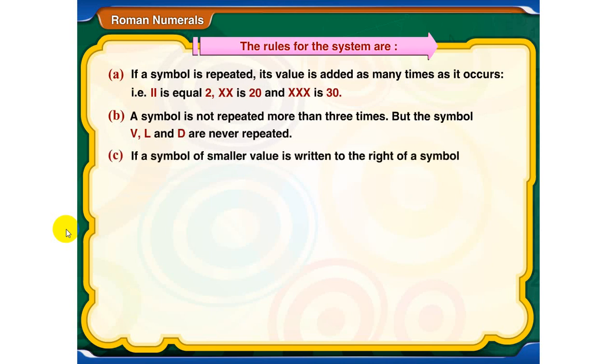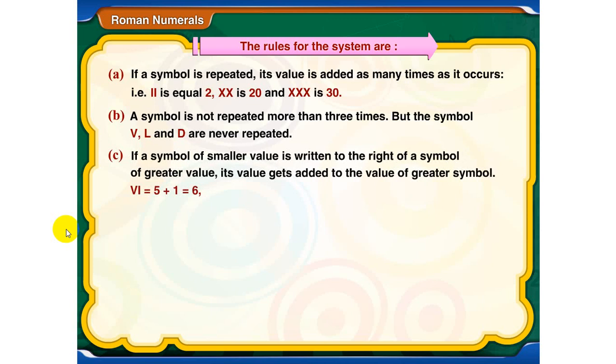C. If a symbol of smaller value is written to the right of a symbol of greater value, its value gets added to the value of the greater symbol. VI is equal to 5 plus 1, that is equal to 6. XII is equal to 10 plus 2, that is equal to 12. LXV is equal to 50 plus 10 plus 5, that is equal to 65.